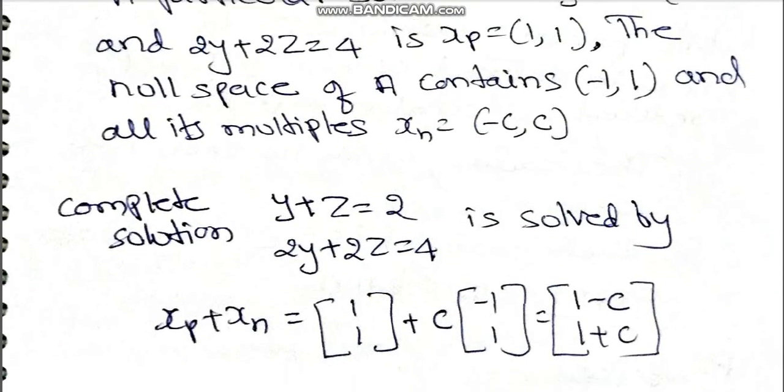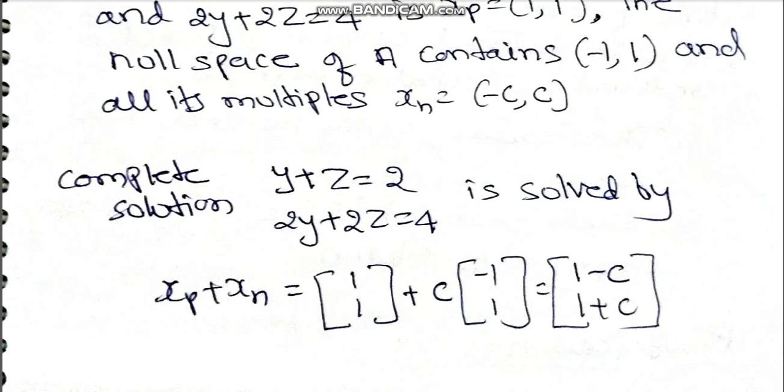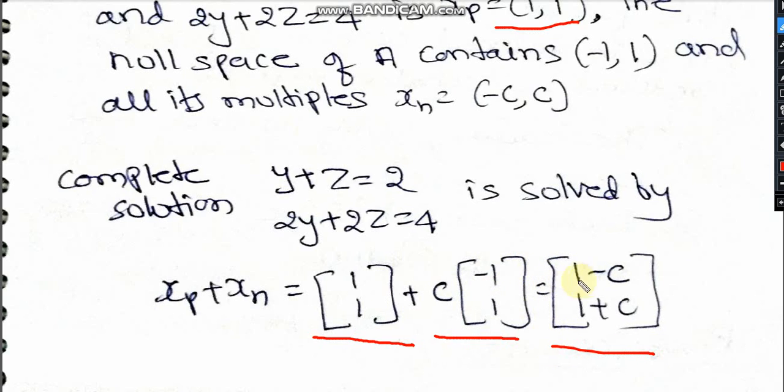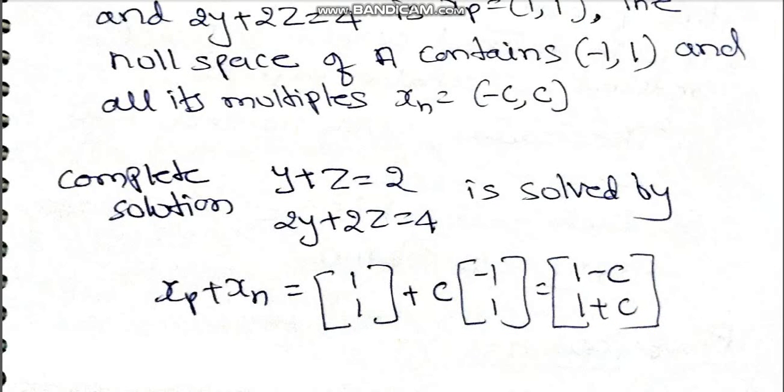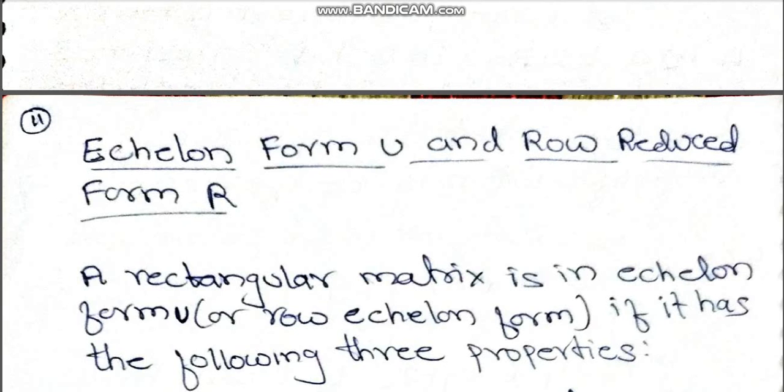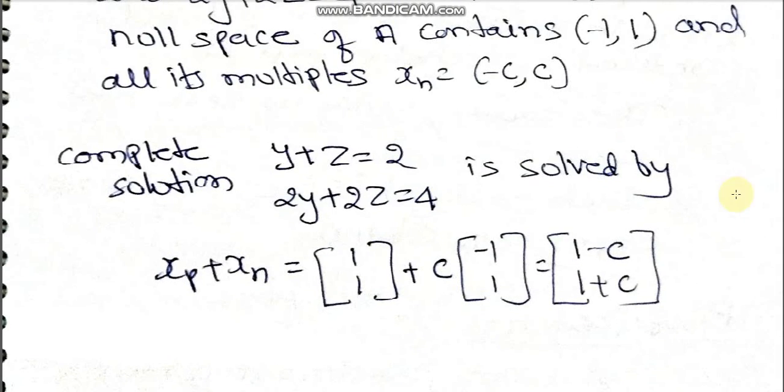So this is your complete solution, the right way of writing the complete solution. This is the particular solution that we have seen here, and this is your null space, because I can have any value for y, since y equals minus z, so you can have any value. So the total solution will be, if I am combining, 1 minus c and 1 plus c. So this is about the vector.